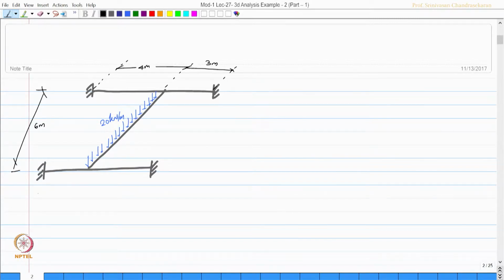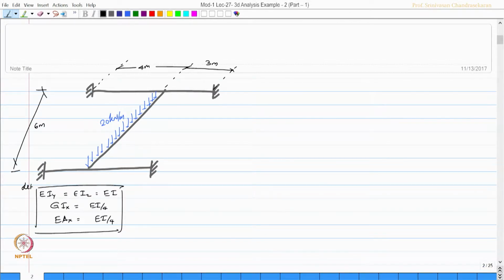Let us say EIY is same as EIZ is same as simply EI, and the torsional constant GIX is 1/4 of EI, and the axial rigidity constant AX is 1/4 of EI. So, let us say these constants are available to us in this form. We want to analyze this. Let us mark first the local axis and global axis of this frame.